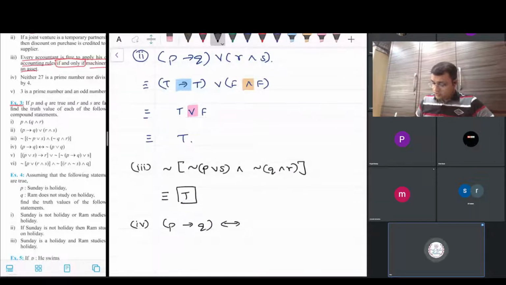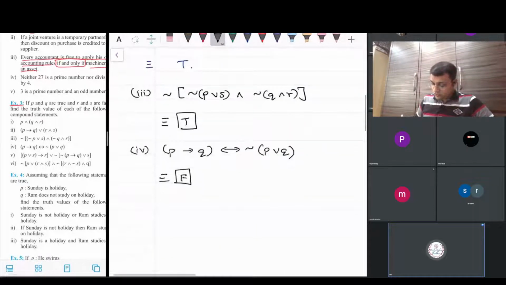I hope others are also getting the same answer. Nice. So the truth value of the fourth one is false, the final answer. Go ahead, guys. The number fifth and the sixth also, please tell me.